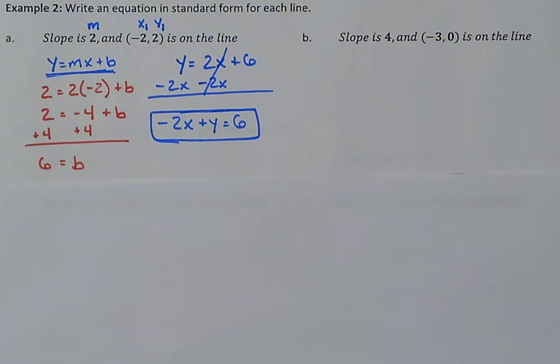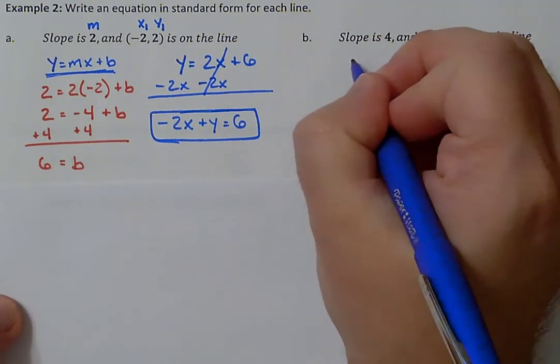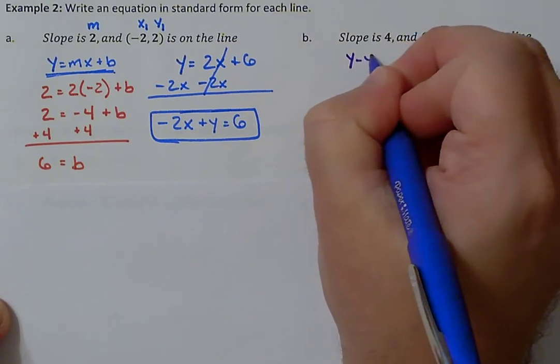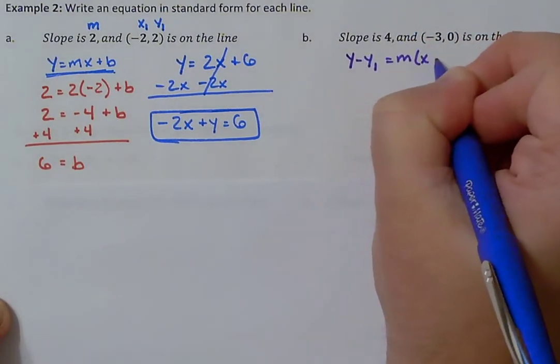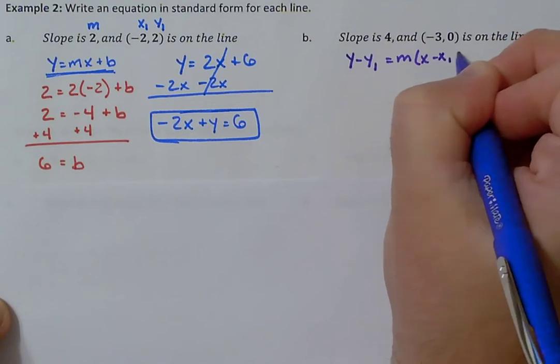All right, so that is one method for how you go through and write an equation in standard form, given the slope and a point. Next, I'm going to show you the second method, and that's using point slope. So point slope, if you recall, is y minus y1 equals m times x minus x1.